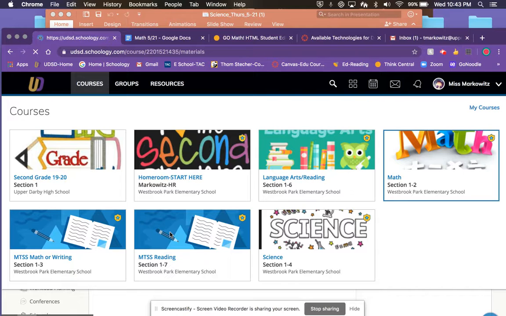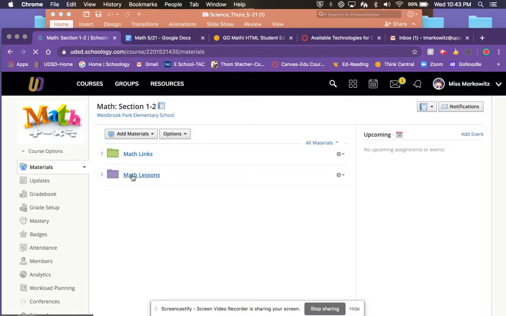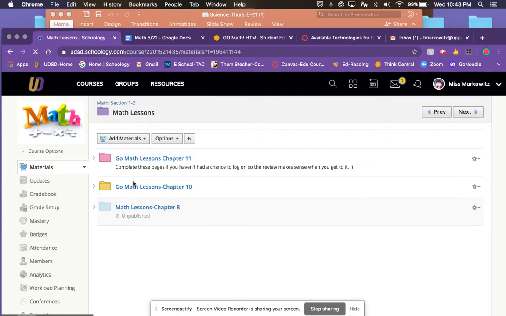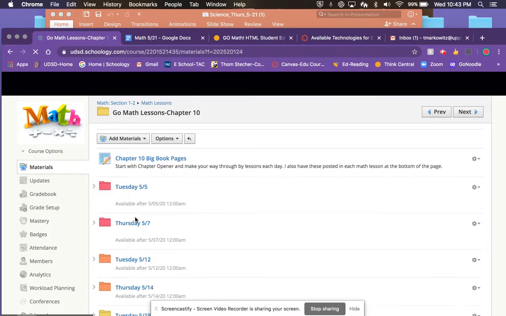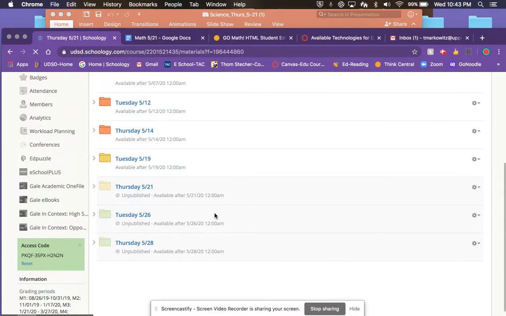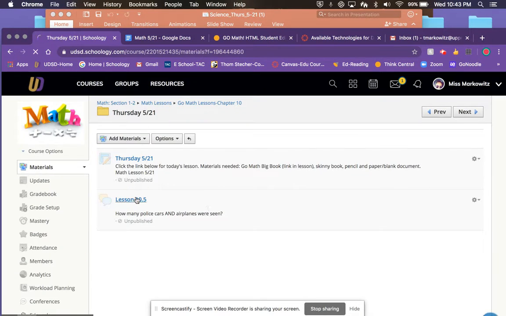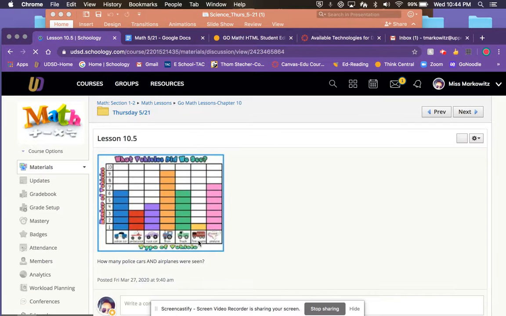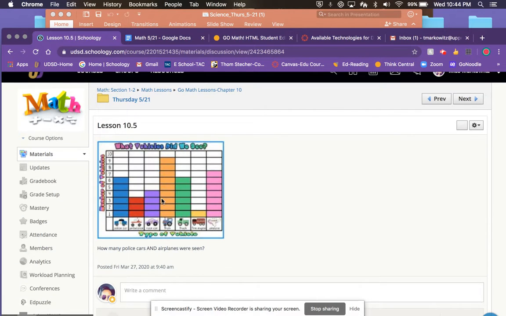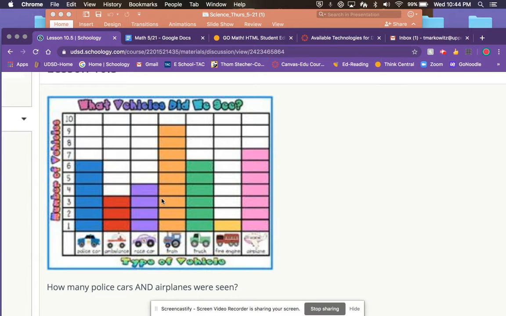Actually, let's go to the math. I'll show you the discussion question. I believe I have a picture of a graph and I'm asking you questions to answer it. Yeah, how many police cars and airplanes were seen? So what vehicles do you see? Okay, you can use 2 fingers to zoom in if you need to.